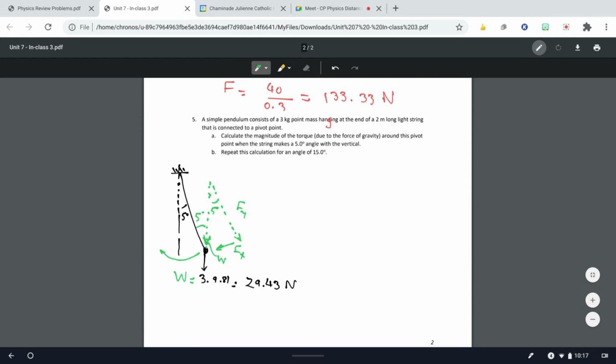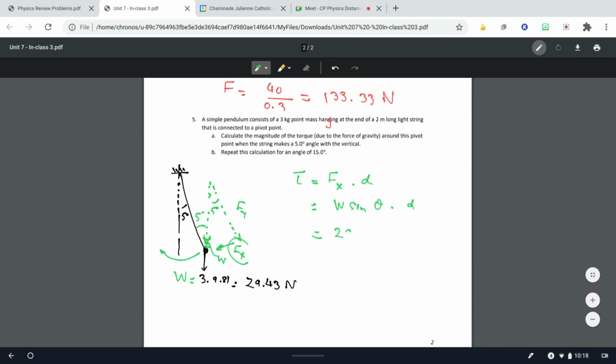Now remember, torque was what? Torque was that the force must be acting perpendicular to the lever arm, right? So we're looking for this force now. So your torque formula then changes to Fx times the distance, or the lever arm. Now Fx is then going to be W. This is your W right here, this little vector. This is W sine of your angle theta, or 5 degrees, times your distance.